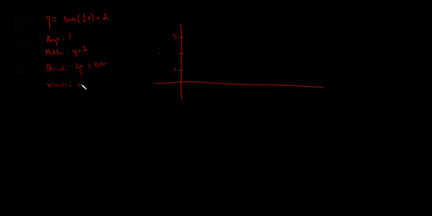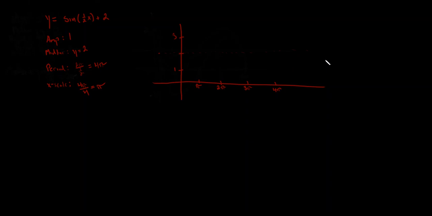And for the x scale, remember we always take the period and divide it by 4, which ends up just getting us pi. So we're just going to keep adding pi to the right. So 1 pi plus another pi is 2 pi, plus another pi is 3 pi, plus another pi, 4 pi.